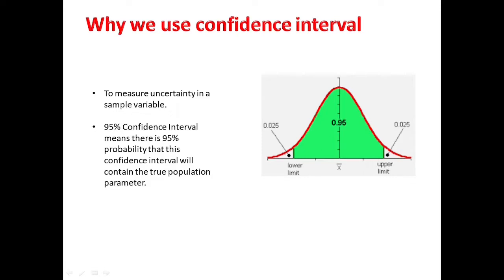We use confidence intervals to measure uncertainty in a sample variable. For example, if we choose different samples randomly from the same population and compute the confidence interval, and if we continue this activity many times, the resulting intervals from the different data sets will be different each time. Some intervals might include the true population parameter and others might not. So a 95% confidence interval means that we are 95% certain the confidence interval would contain the true population parameter.